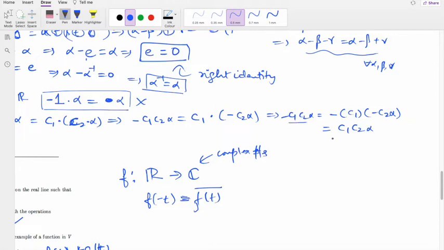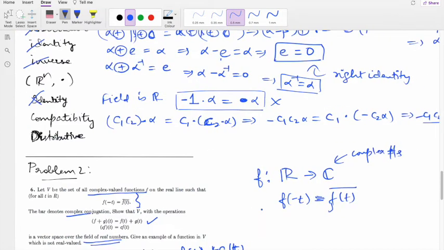Now this is not always equal, obviously. It should be true for all alpha, for all c1, for all c2, which is not true. Therefore even compatibility is not satisfied, right?